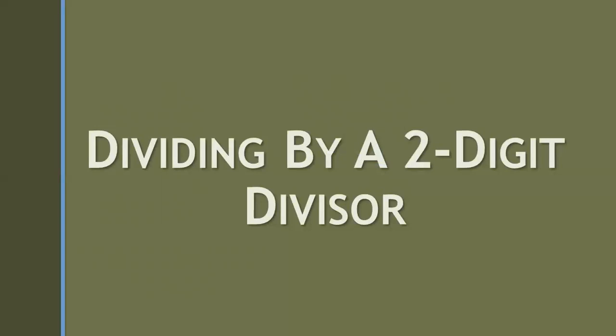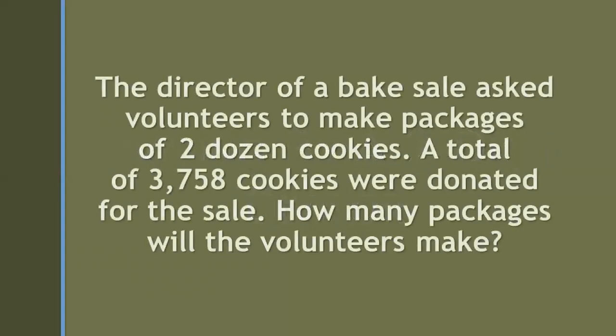Next, we're going to talk about dividing by a 2-digit divisor. We have here: the director of a bake sale asked volunteers to make packages of 2 dozen cookies. A total of 3,758 cookies were donated for the sale. How many packages will the volunteers make? So we need to think about how we could solve this word problem.